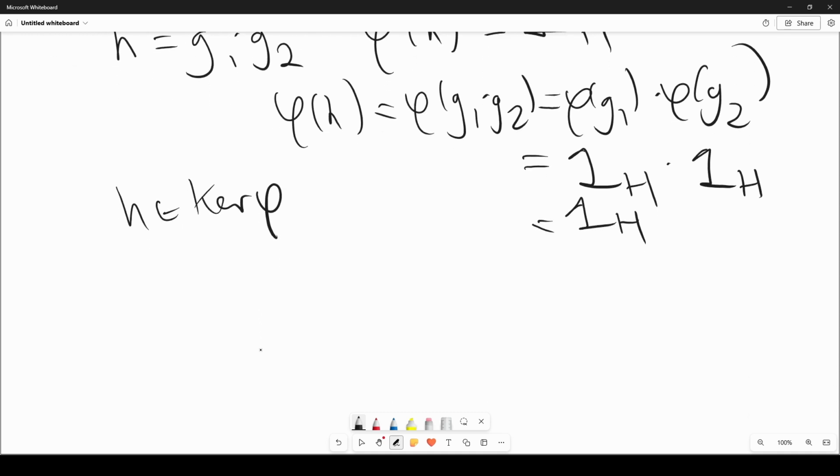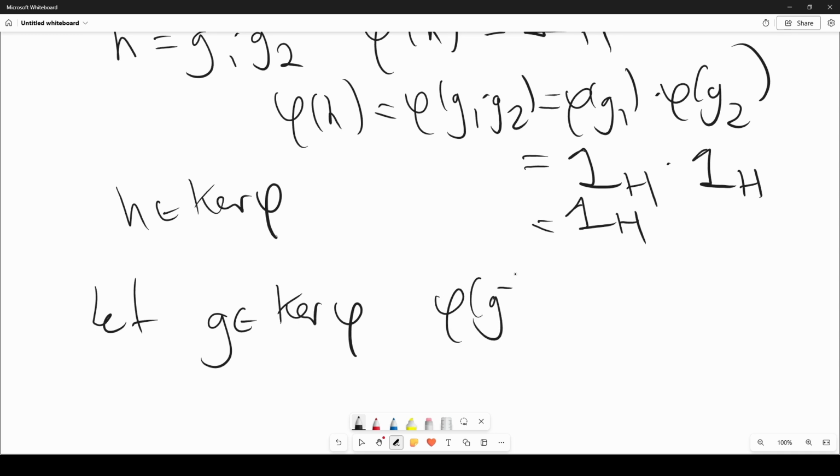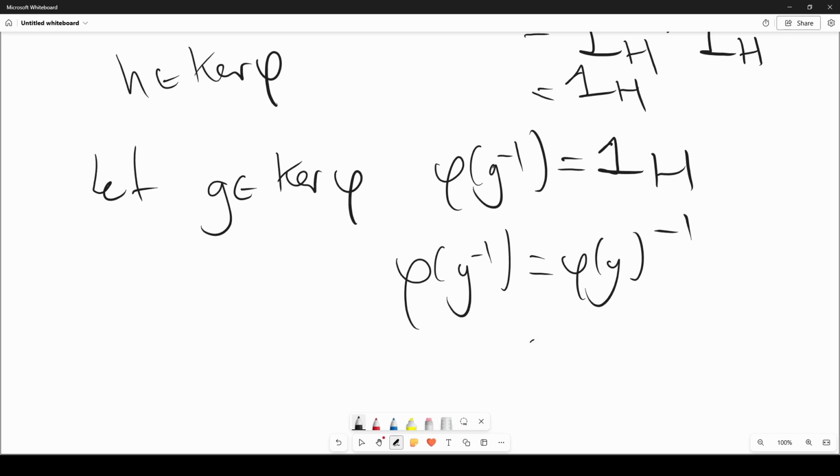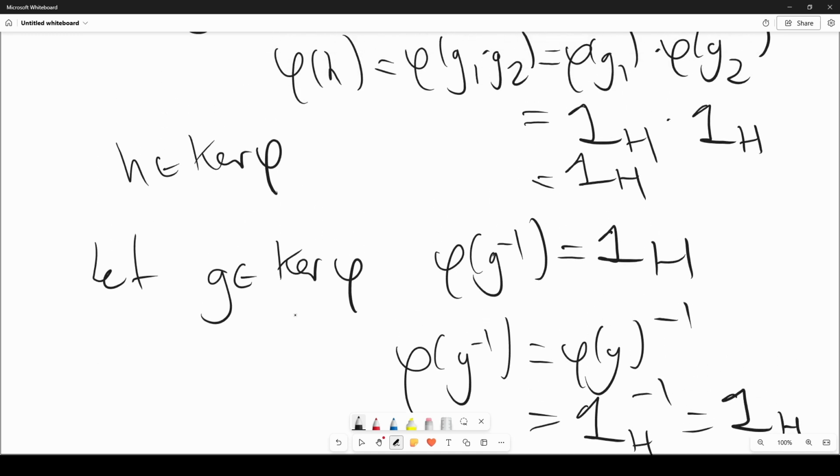Okay. Now let's prove that there are inverses. So let g be in the kernel of phi, and consider the fact we want to prove that phi of g inverse is 1H. Well, we know that phi of g inverse equals phi of g, all inverse. But phi of g we know to be 1H because g is in the kernel of phi. And 1H inverse is just 1H. And this is pretty obvious from above. If you multiply 1H by itself, you get the same thing back, 1H.